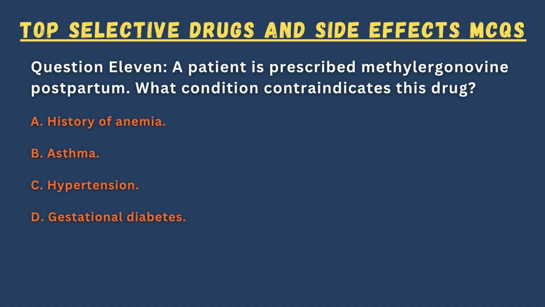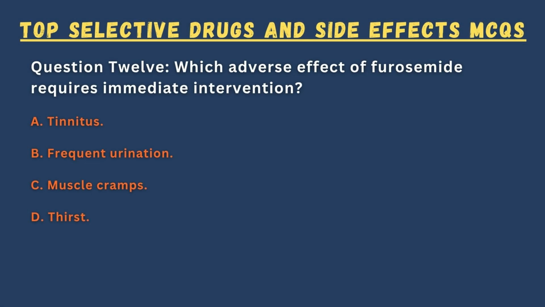Question 11. A patient is prescribed methylergonovine postpartum. What condition contraindicates this drug? A. History of anemia. B. Asthma. C. Hypertension. D. Gestational diabetes. Answer: C. Hypertension.